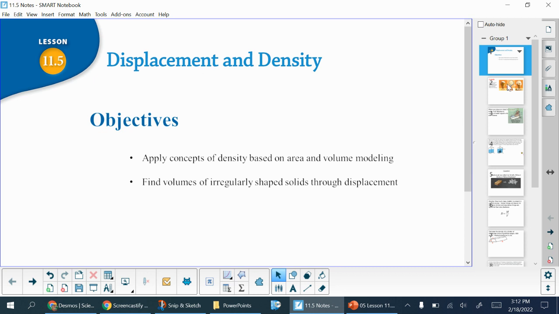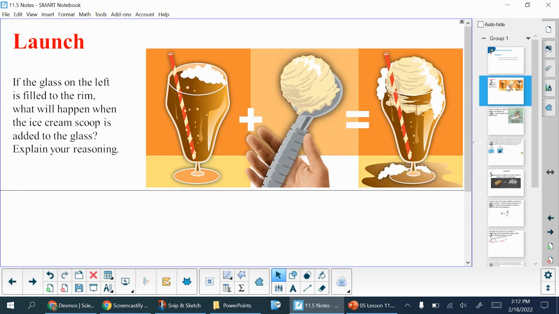So here we go. The first thing I want you to do is pause the video, or think about this question for about 30 seconds before you move on. We've got a glass full to the brim with root beer. We're going to take a scoop of ice cream and put it in that glass. Think about what is going to happen when you do that. Hopefully you probably even saw the picture there. When you put that scoop of ice cream in, it is going to displace some of that root beer, and it is going to end up all over the counter.